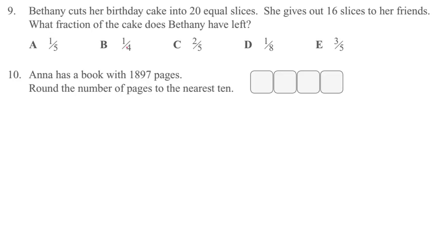Now, Bethany cuts her birthday cake into 20 equal slices. So altogether, I've got 20 slices. She gives out 16 slices to her friend. So 16 are gone, which means that whatever I've got left is going to be for them, because you do 20 take away 16, I've got 4 left. Okay, so 16 have been given out, so I've only got 4 left.